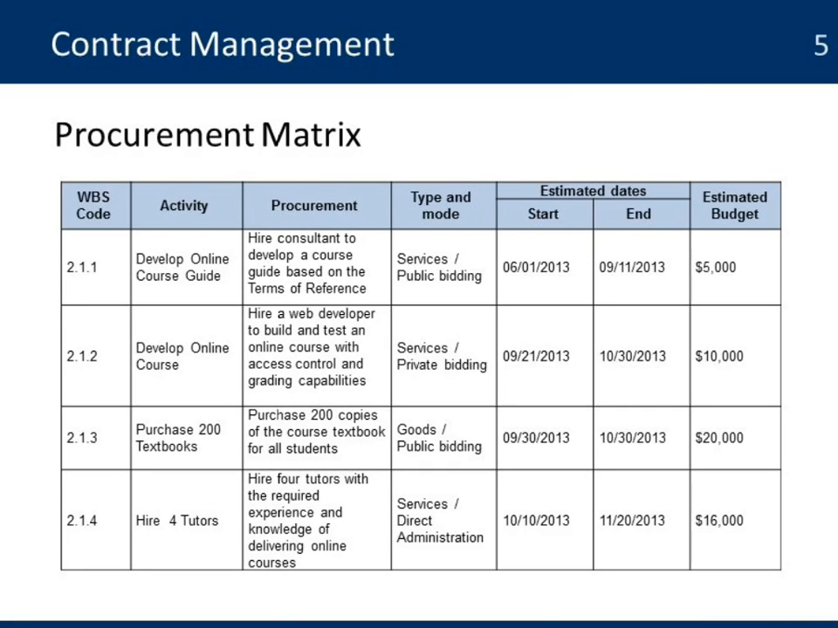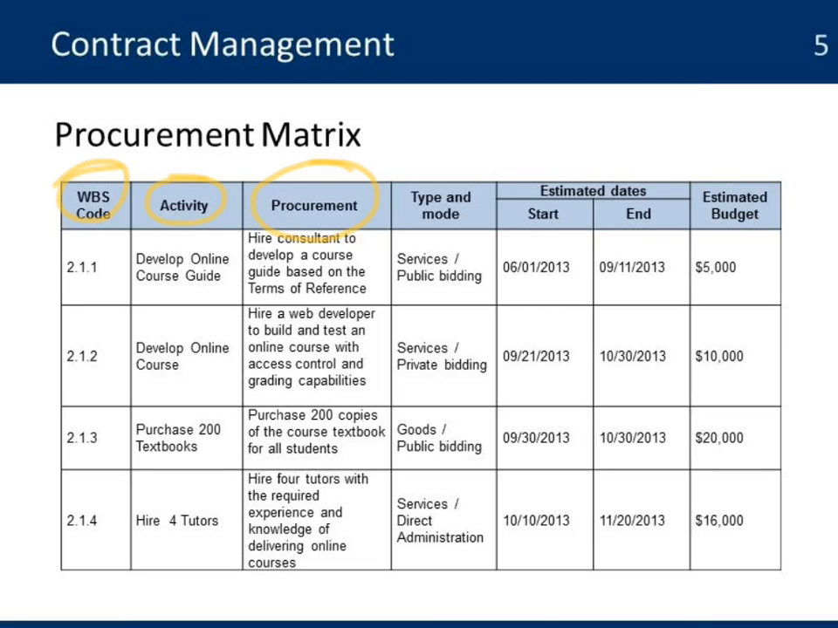Here's a tool that is used to manage all the procurement. The Procurement Matrix helps you identify all the procurement needs. One of the characteristics of this matrix is that it's not just a shopping list. It's a list based on all the activities and the WBS code that you already identified in your project plan. So every activity may or may not need procurement, either of goods or services. When they do, you need to list them in this matrix.